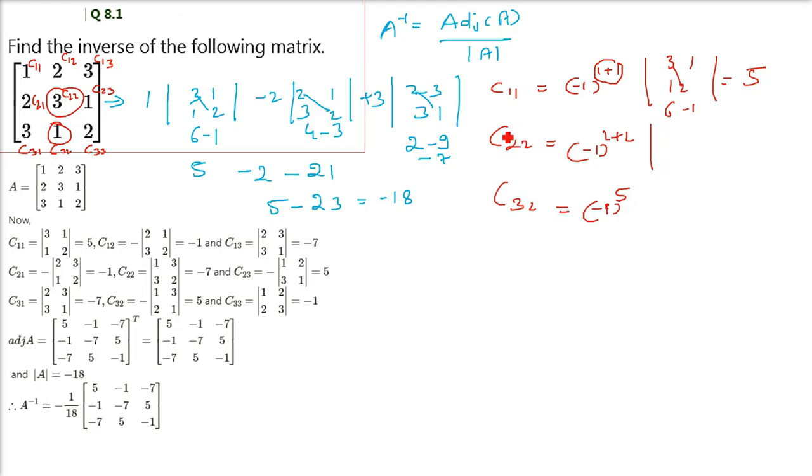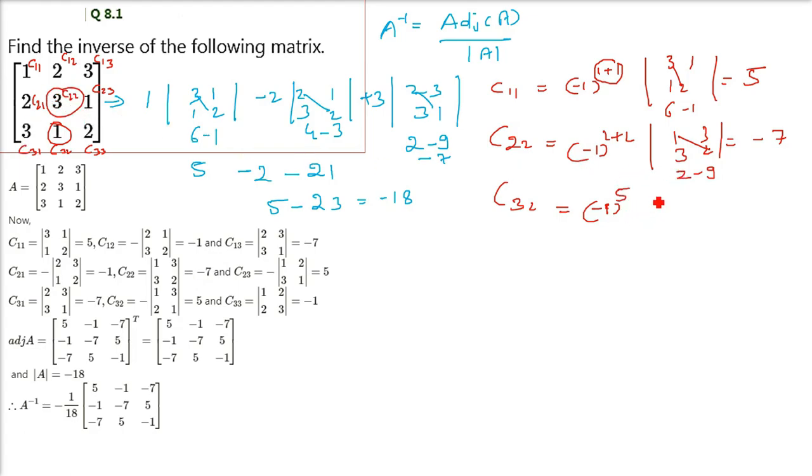Now what will be inside? Just leave the row and column with 2, and 2, 1, 3, 3, 2 will come. So 2 minus 9 is going to be negative 7. Minus 7 here. And minus 1 to the power 5 is going to be negative. And C32: third row and second column, just leave this, and write the other values here.